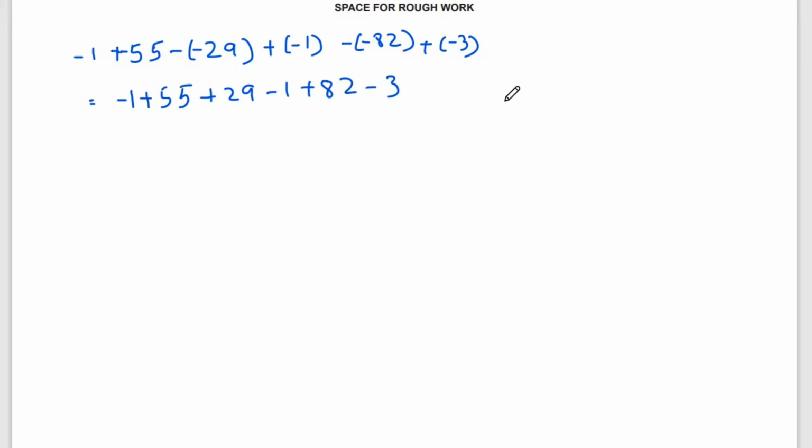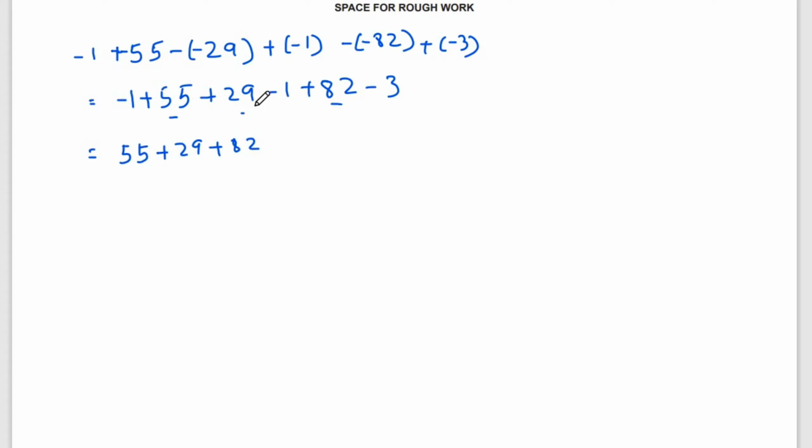Now all our brackets are removed. Now it is pretty easy to do. First we will take out all our positive terms together. So what are the positive terms? We have 55, 29 and 82. So let's put all these together: 55 plus 29 plus 82.